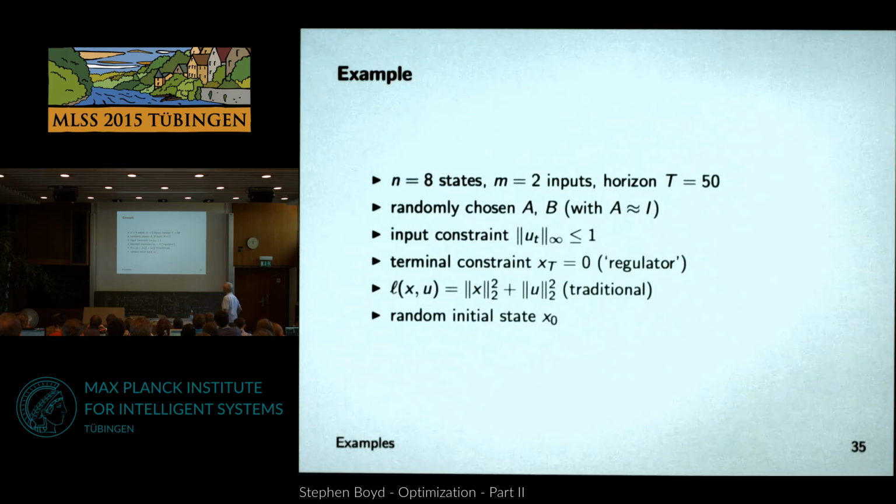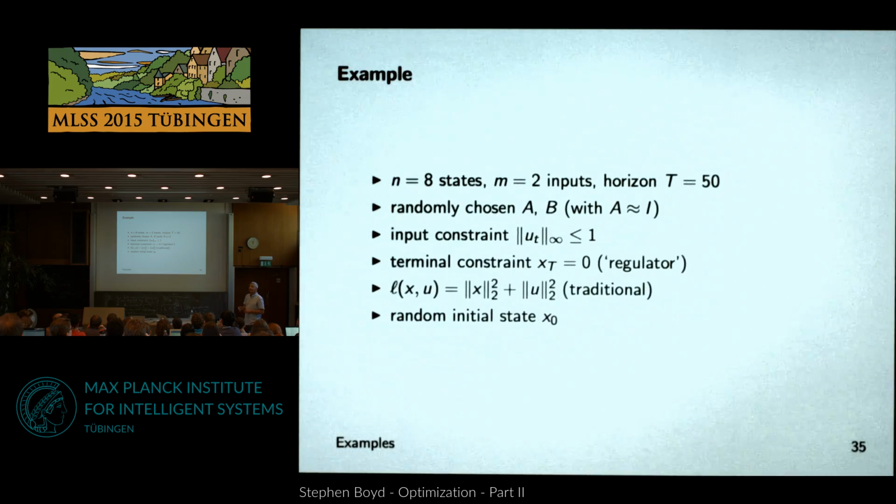Let's look at a quick example. You have a system with, let's say, 8 states, 2 inputs, horizon of 50 steps. You choose some random but reasonable, interesting data. The constraint is that the inputs are limited by plus or minus 1, all of them. And you have a terminal constraint. The terminal constraint is x_T is 0. That's called a regulator. By the way, part of this is also for you to learn about other problems if you haven't seen them before.